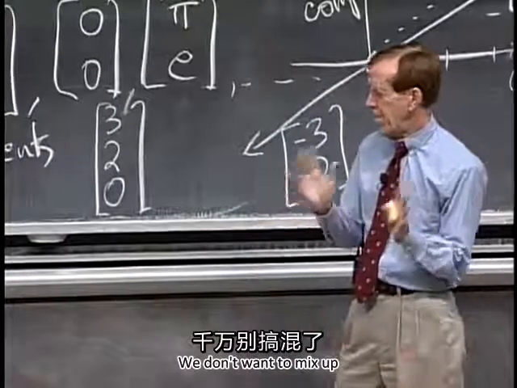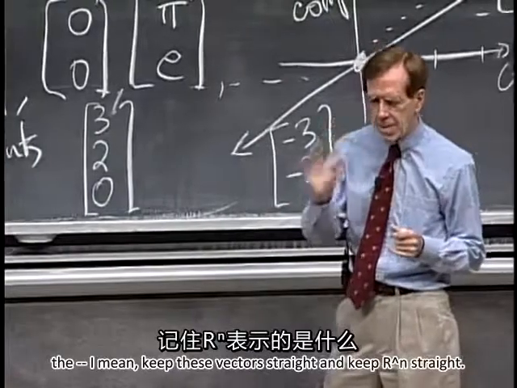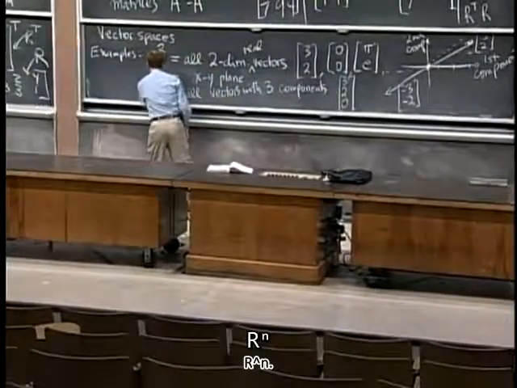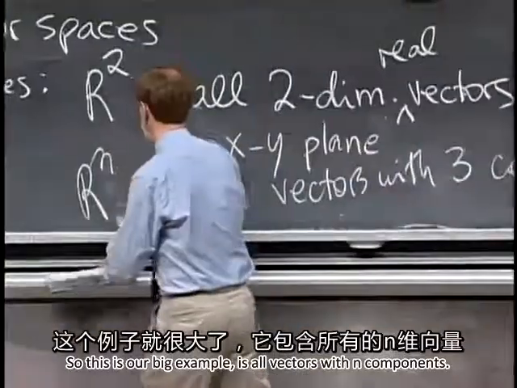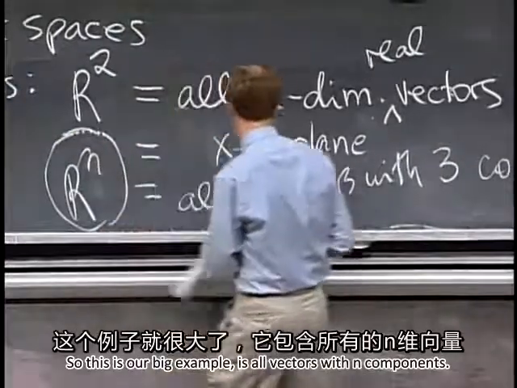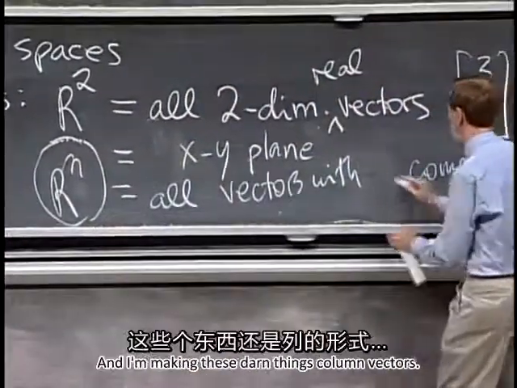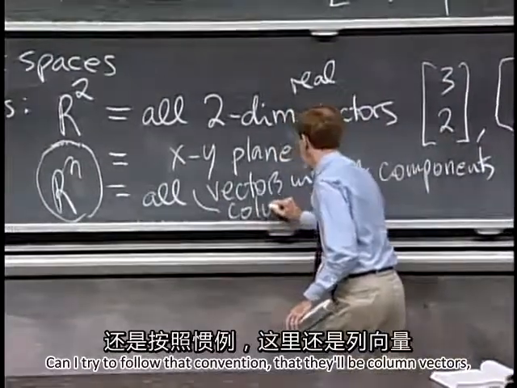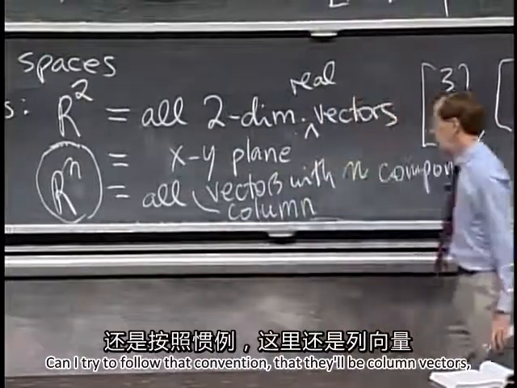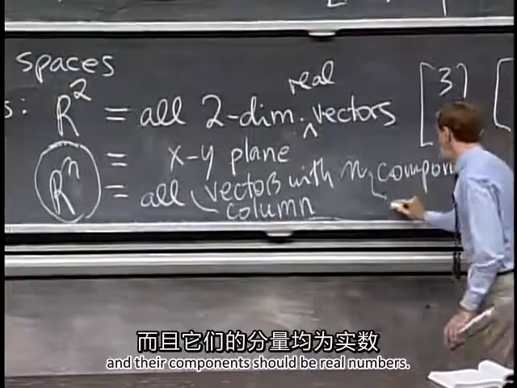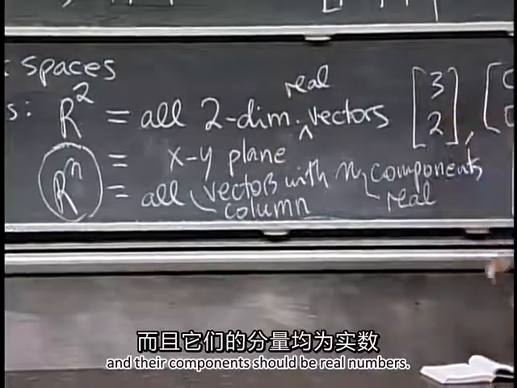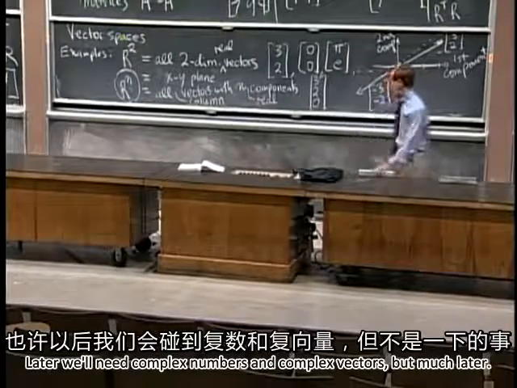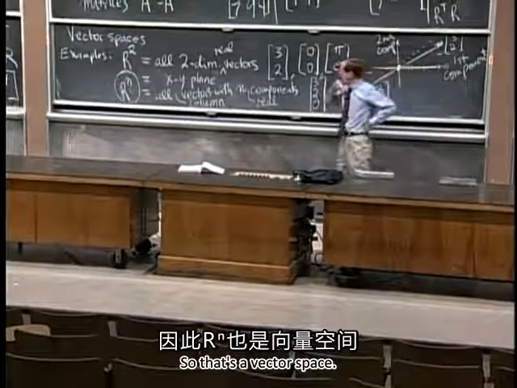We want to keep these vectors straight and keep Rn straight. So what's Rn? This is our big example: all vectors with n components. And I'm making these column vectors. Can I try to follow that convention? That they'll be column vectors, and their components should be real numbers. Later we'll need complex numbers and complex vectors, but much later. Okay, so that's a vector space.